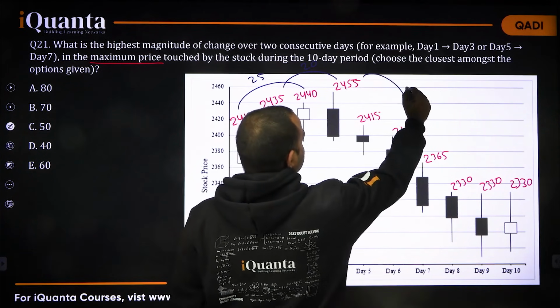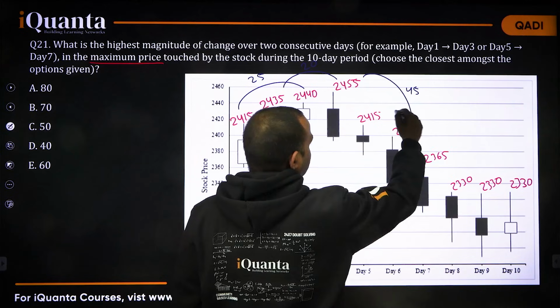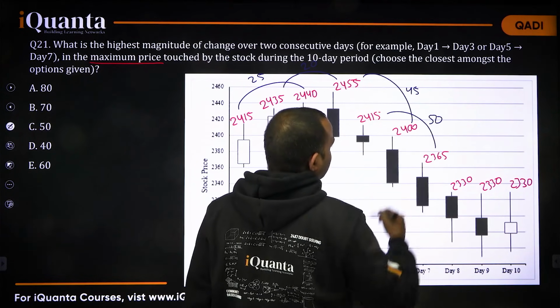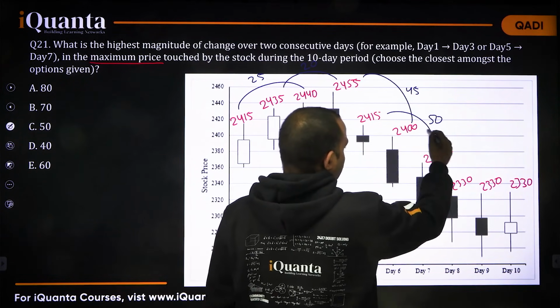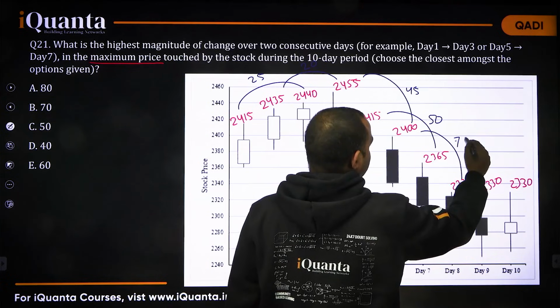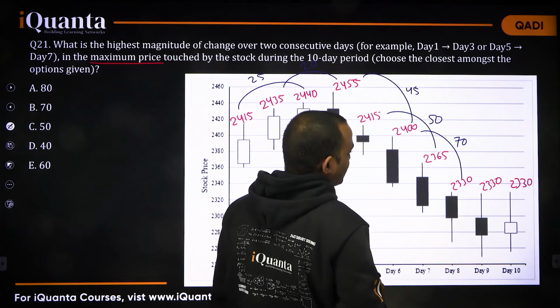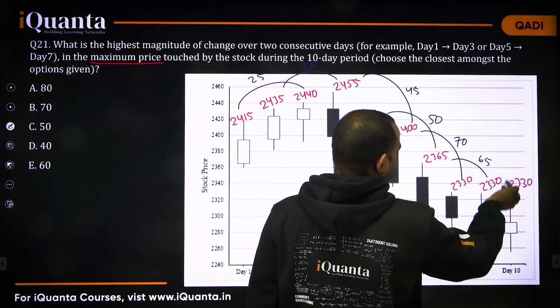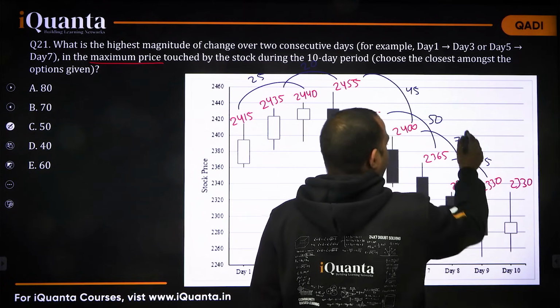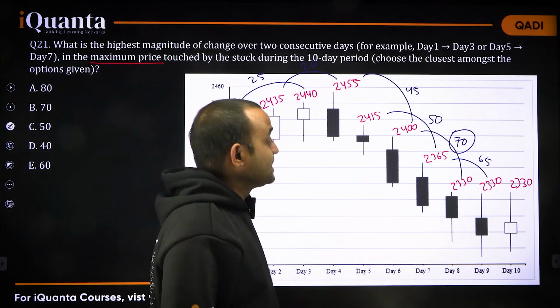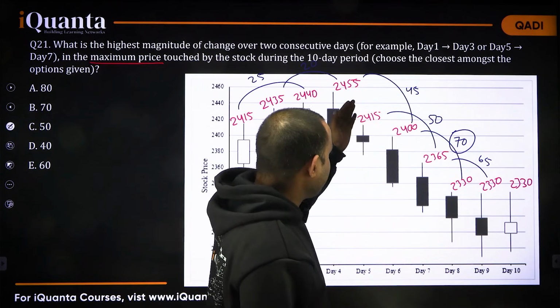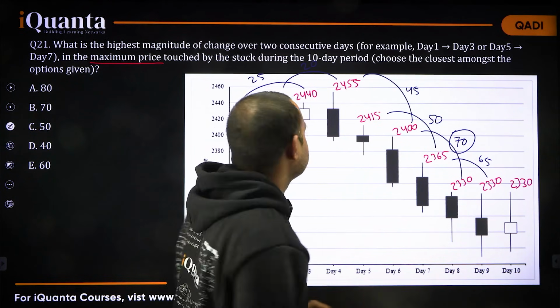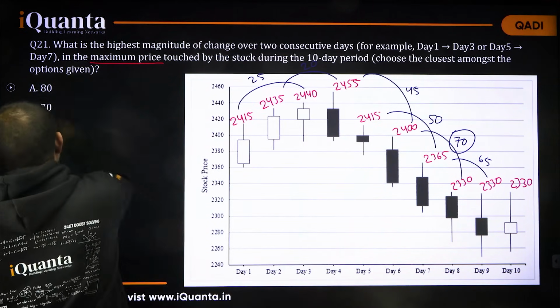55 to this, the change is 45, and the change is 50 here, right? And this change, 2500 to 2330, the change is 70, right? And this is 65, 2365, 2330. So the maximum change that we see is clearly in this one from day 6 to day 8, which is 70. So our answer is option B.